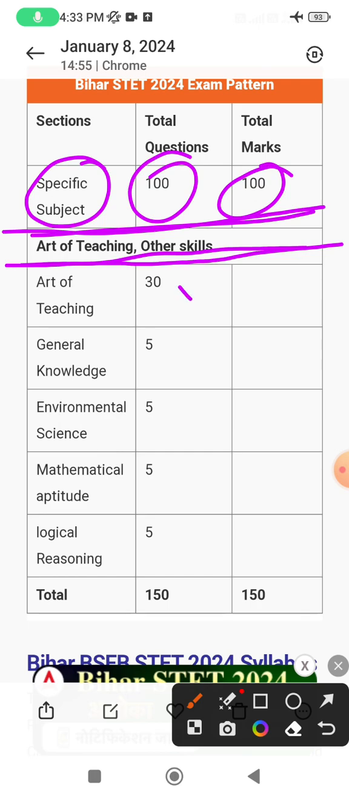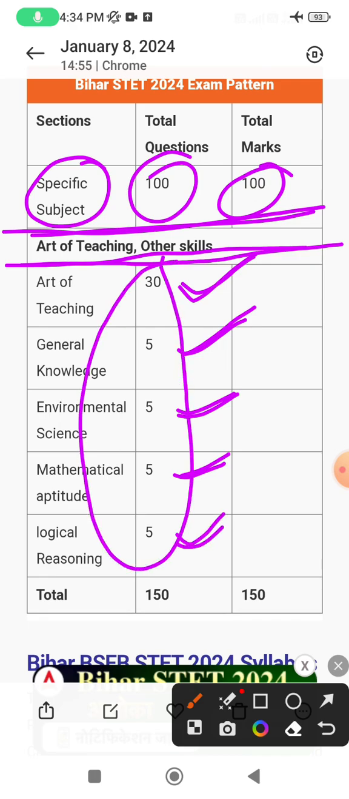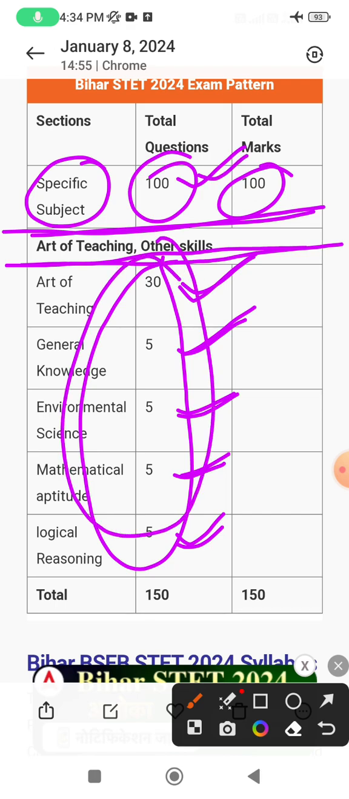50, 30 marks are for art of teaching. Art of teaching is nothing but your pedagogy, that is, teaching aptitude and pedagogy. Then 5 marks for GK, general knowledge, 5 marks for EVS, environmental science, 5 marks for mathematical aptitude, and 5 marks for logical reasoning, in total 50. So as you can see, it is 100 plus 50, total is 150.